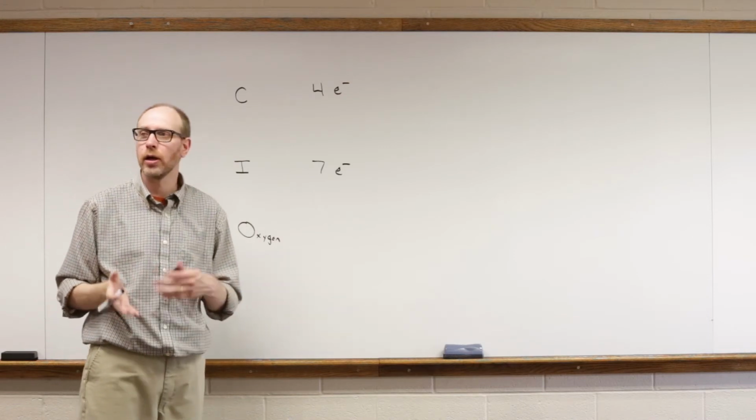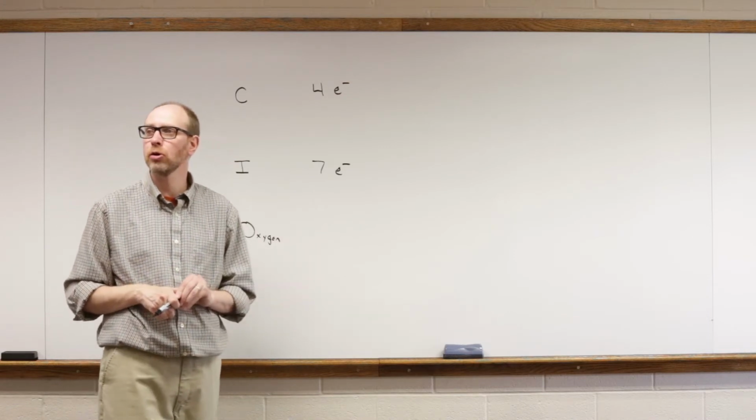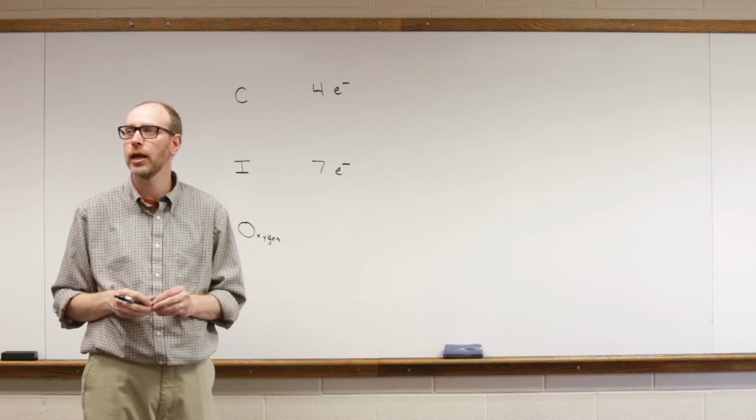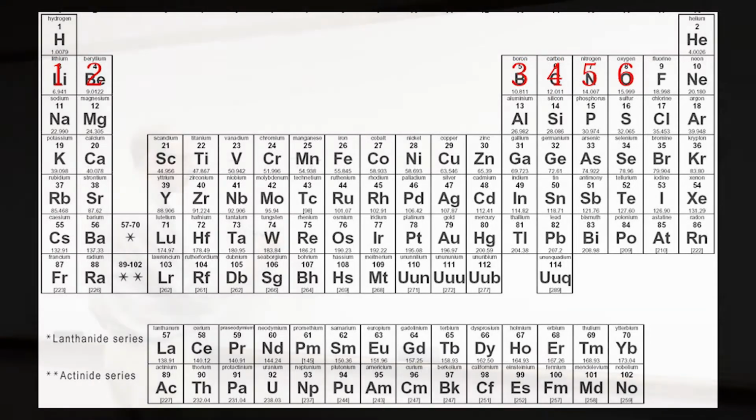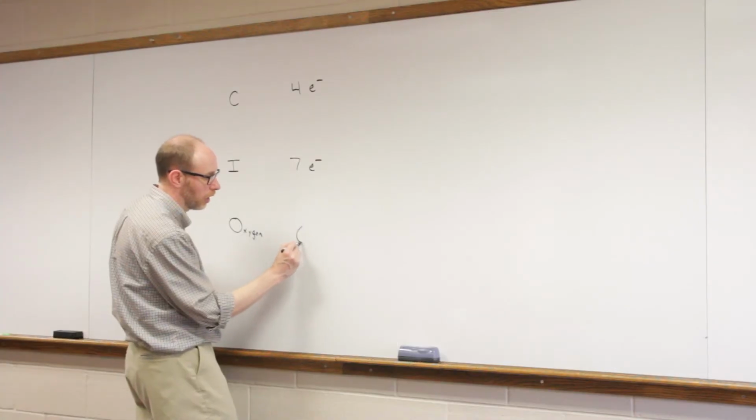For oxygen, we're going to bounce back up to period number 2, or row number 2, on the periodic table. Lithium would be 1, beryllium would be 2, boron would be 3, carbon 4, nitrogen 5, oxygen would be 6. So 6 valence electrons for oxygen.